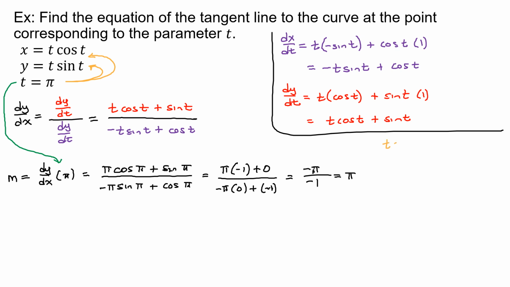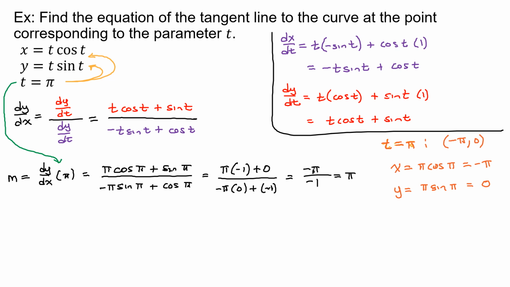So when t equals pi, my x would be pi cosine pi. Well, cosine pi is -1, and -1 times pi would be negative pi. If I plugged in pi for the y, I'll get pi sine pi. But sine of pi is 0, so I just get 0. So I get the point negative pi, 0, which is kind of a strange looking point.